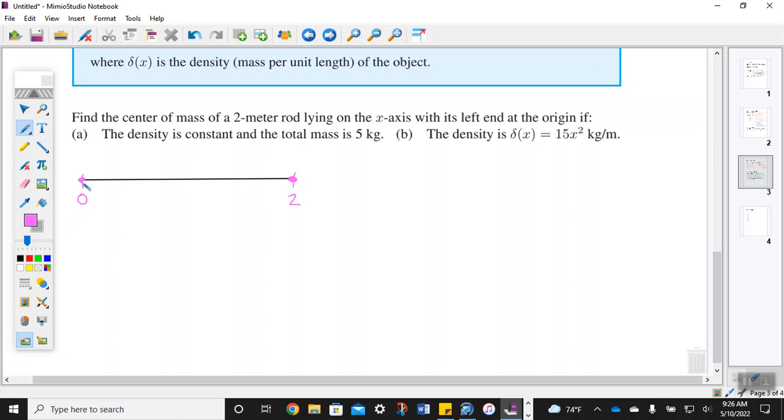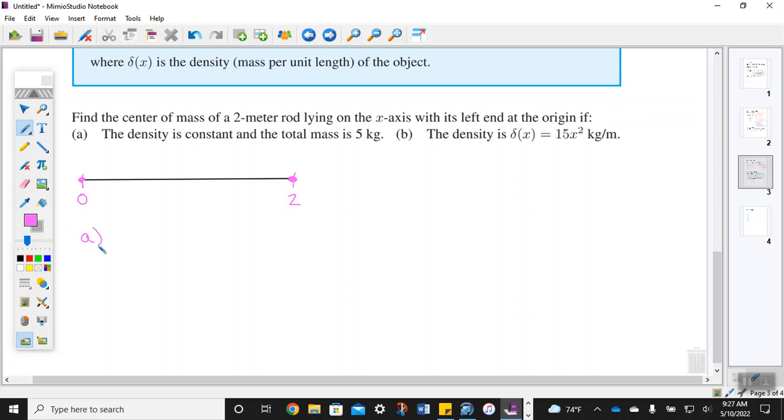Now, here's the deal. It says find the center of mass of a 2-meter rod lying on the x-axis with its left end at the origin if, part A, the density is constant and the total mass is 5 kilograms. The density everywhere is exactly the same, okay? So one would think if the density is consistent or constant throughout this whole rod, where might the center of mass be for this? Right in the middle at 1. Okay, let's show how they prove this.